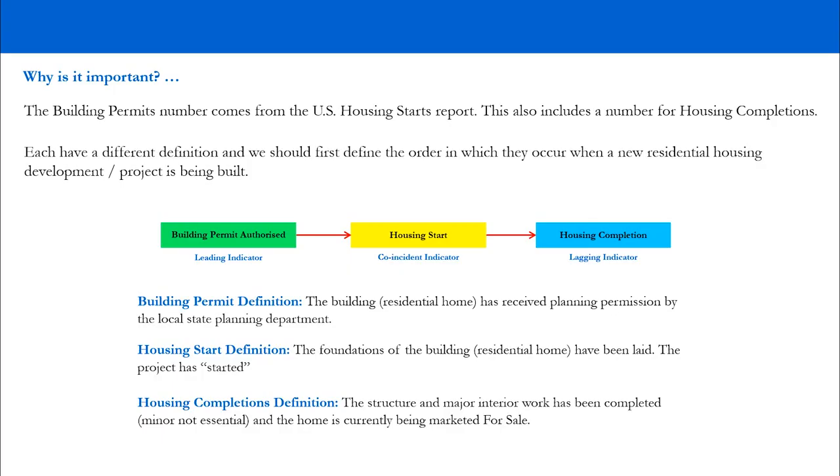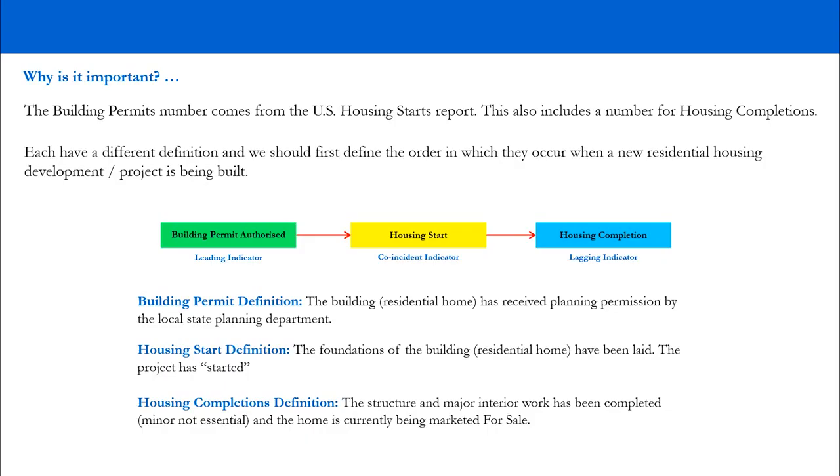Let's start right at the end of the flow. So, a housing completion. If we define that first, this will help you understand what this really means, I think, in a lot better explanation. A housing completion is basically the structure and the major interior work of a house that's been completed, and the home is actually currently being marketed for sale.